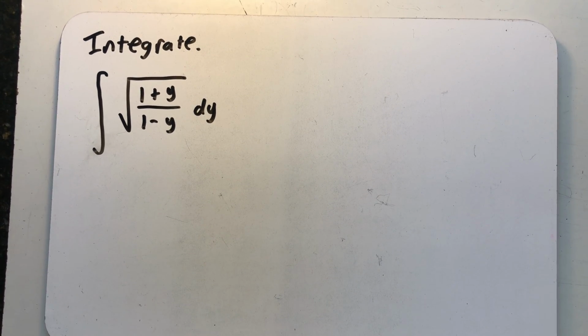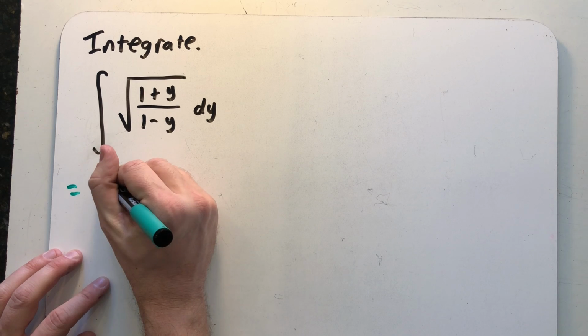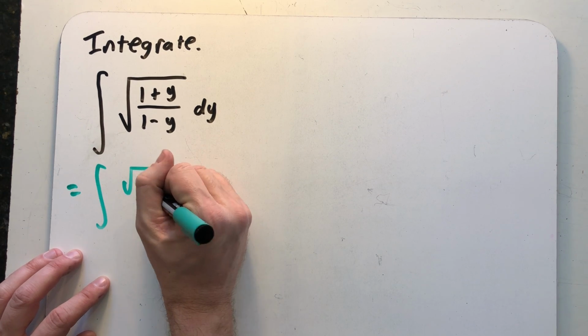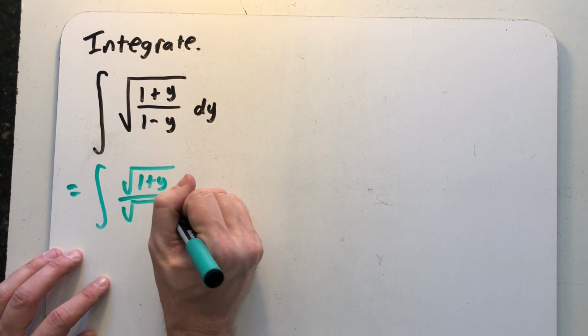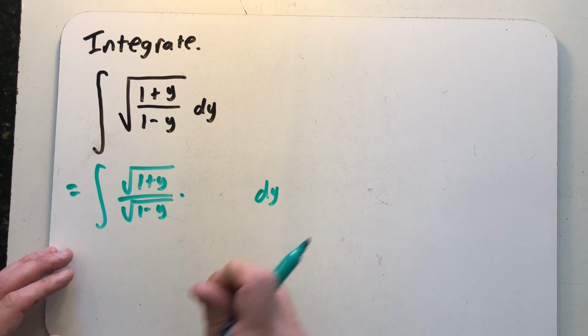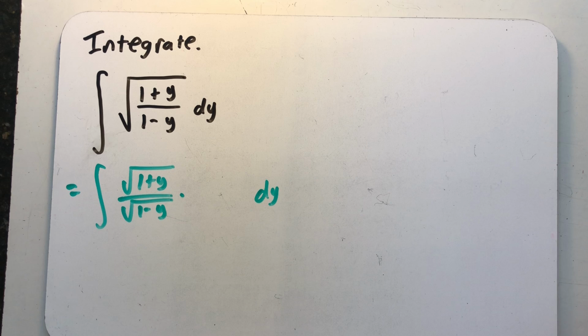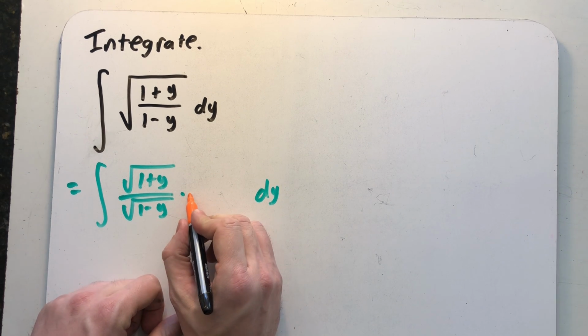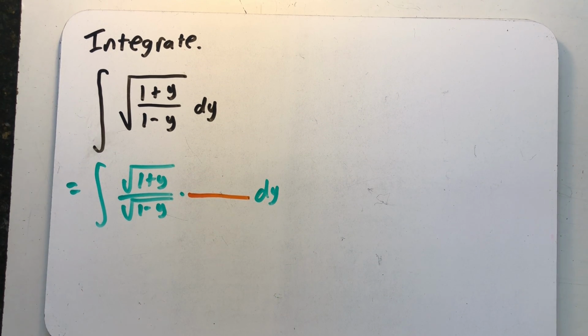Let's integrate the square root of 1 plus y over 1 minus y with respect to y. The first thing I'm going to do in this problem is rewrite it so that I'm taking the square root of the top and the square root of the bottom. After that, I'm going to use an old fraction trick. I'm going to multiply the top and bottom by the same thing.